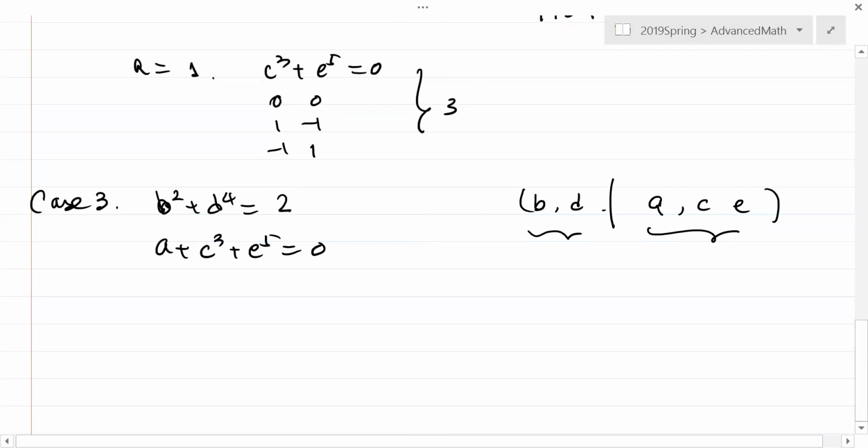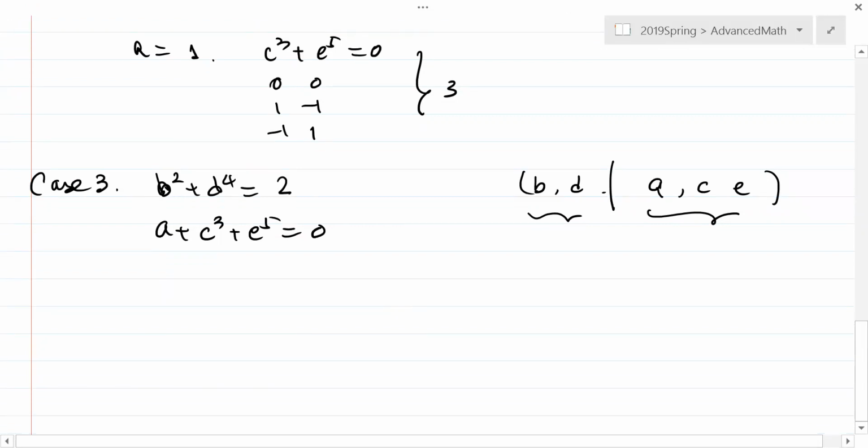So let's look at the first equation, b squared plus d to the 4th power. Okay, I think b can be ±1, d can be ±1. Okay, right? So then b squared plus d squared equals 2. So there will be actually 4 solutions here. That's 4.